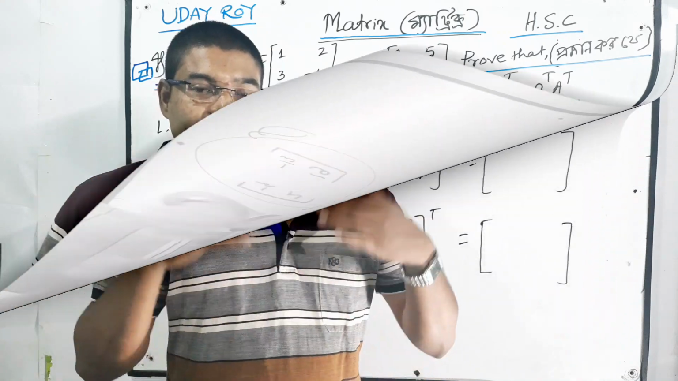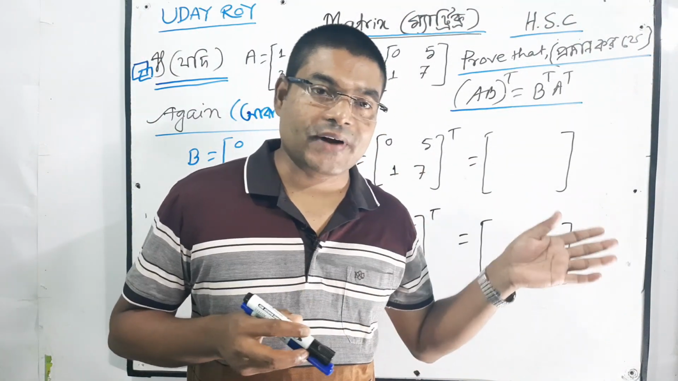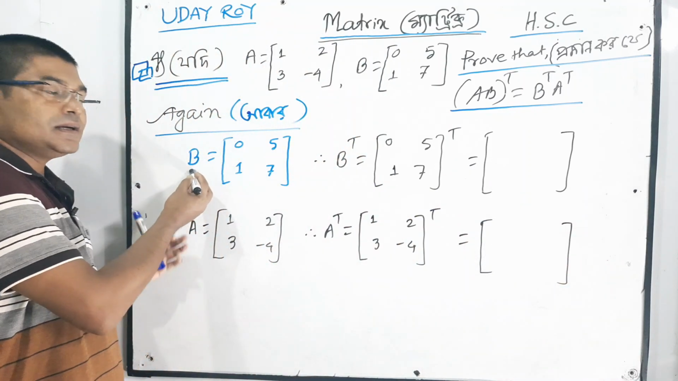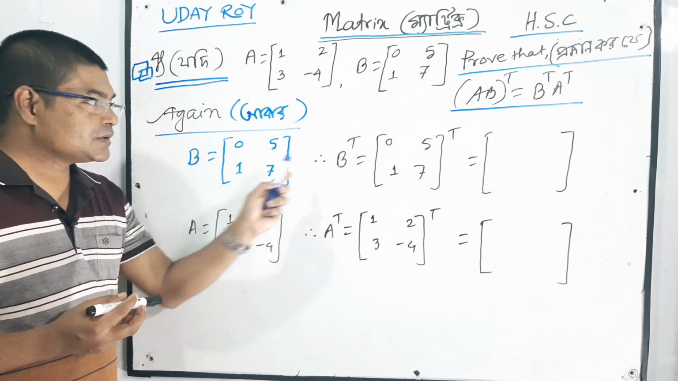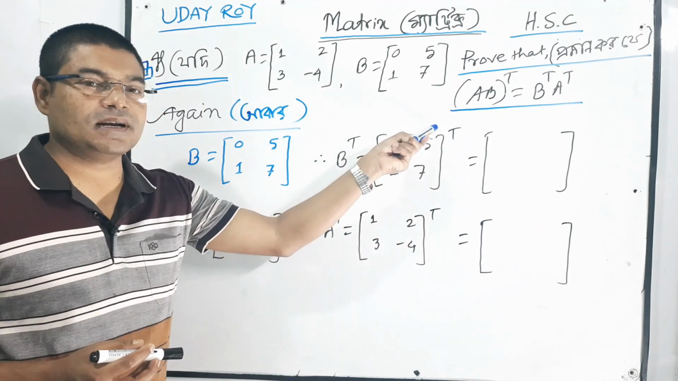So let's come back. Already we have got the left hand side. Now we have to solve the right hand side. Here is B. B equals 0, 5, 1 and 7. So we take the transpose of B, 0, 5, 1 and 7, then transpose.